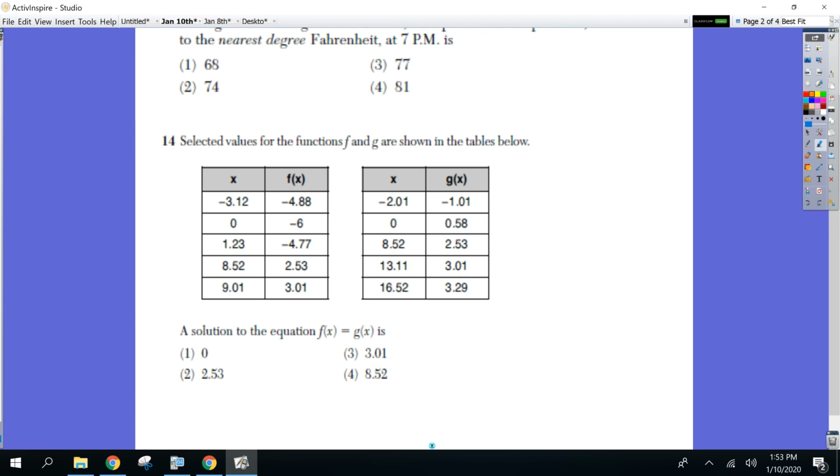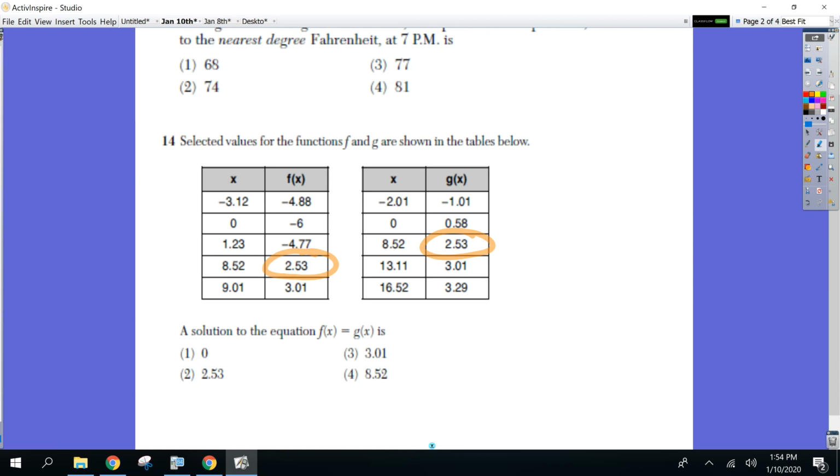What's the solution to f of x equals g of x? Well, first I've got to figure out on the charts where f of x and g of x are equal, right? Anybody see where they come up to be equal to each other? The 2.53, f of x column and g of x column match. 2.5, right? Right here, right? So hey, there's a choice. Let's circle it. We're on our way.